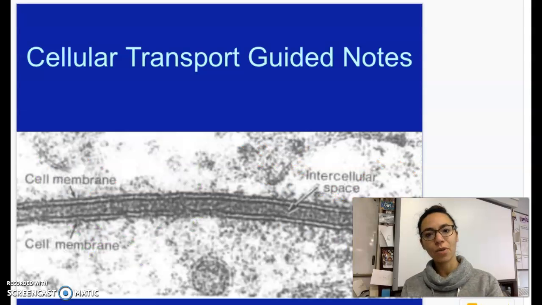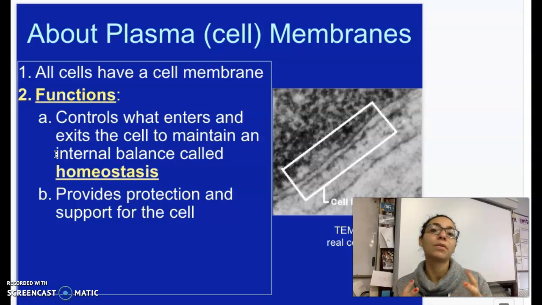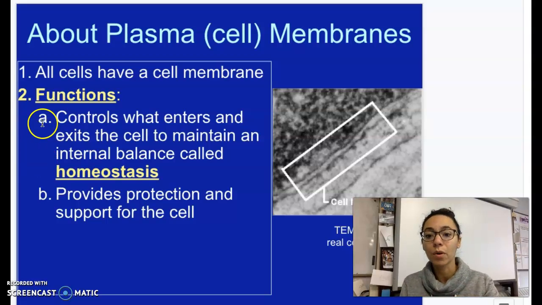All right, so let's get into our membrane transport. First, let's review membranes. First of all, cells have a cell membrane or a plasma membrane. Their function is that they control what enters and exits the cell to maintain an internal balance called homeostasis. We want a balance of oxygen, carbon dioxide, salts, water, glucose. Really important to function properly. They also provide protection and support to the cell.